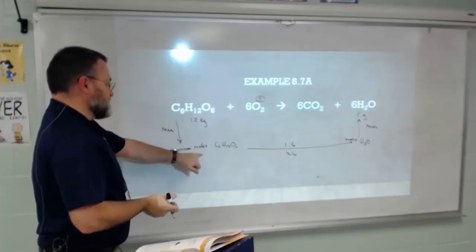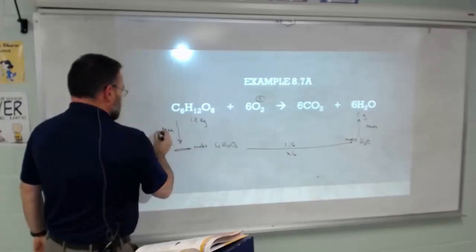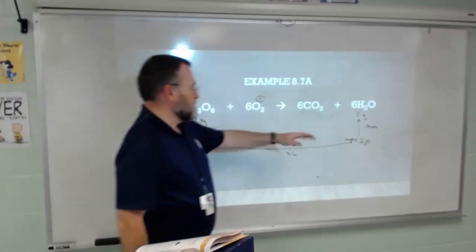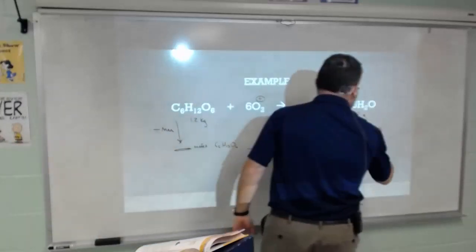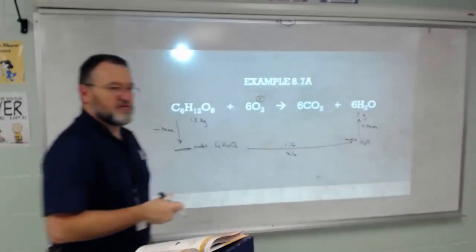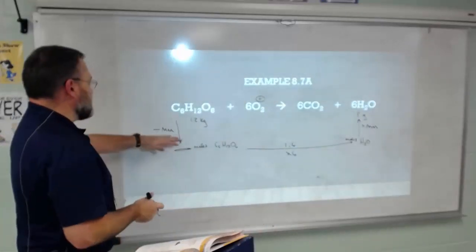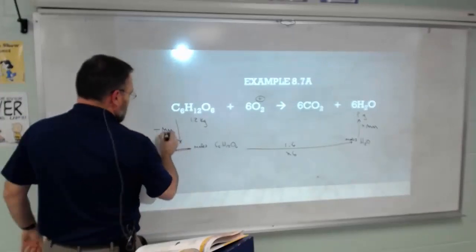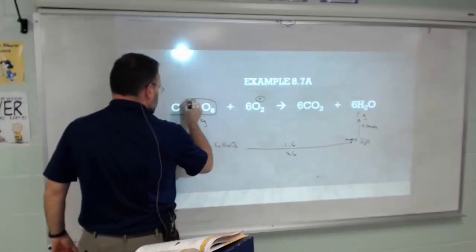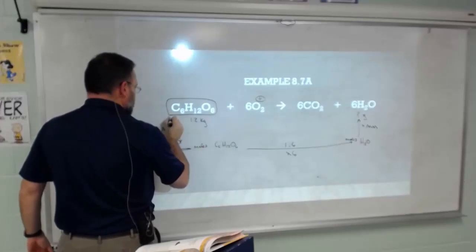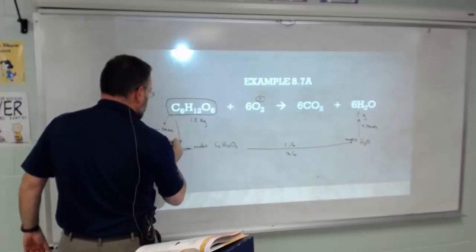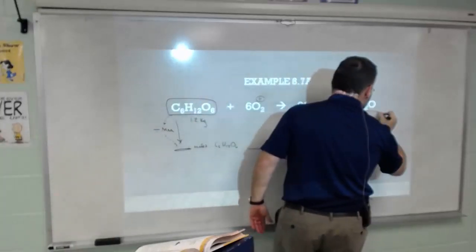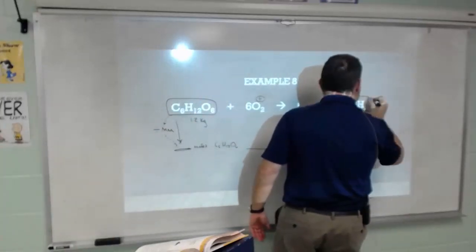To go from a mass to the number of moles, I divide by the molar mass. To go from moles to mass, I multiply by the molar mass. Over here, I need to divide by the molar mass of what? Here, it's the molar mass of this molecule, my glucose, right? Over here, my molar mass is going to be the molar mass of water, a water molecule.